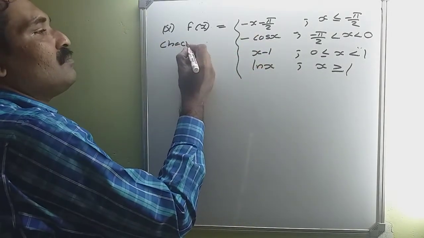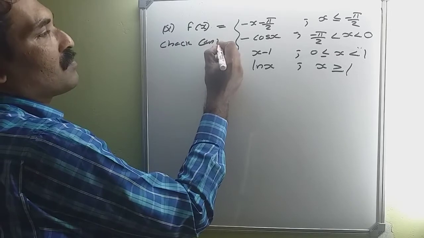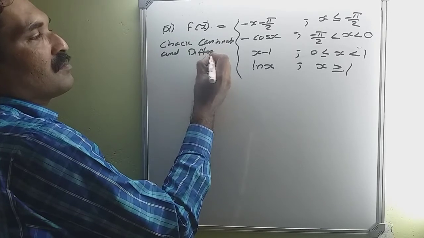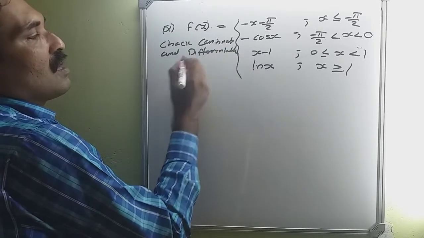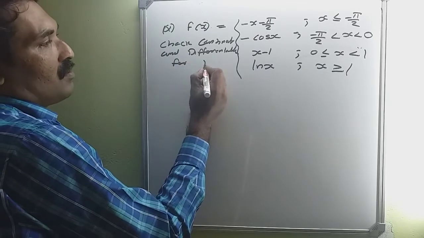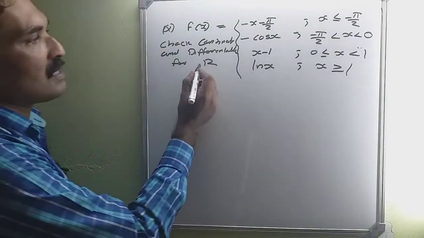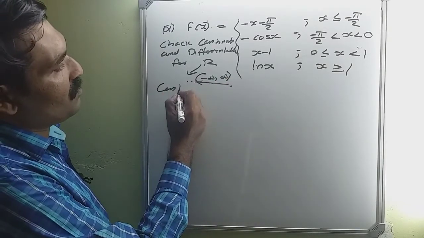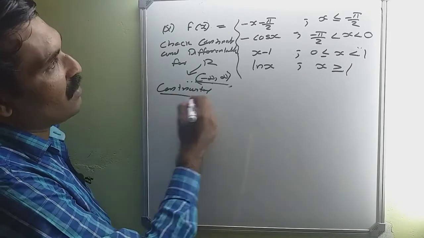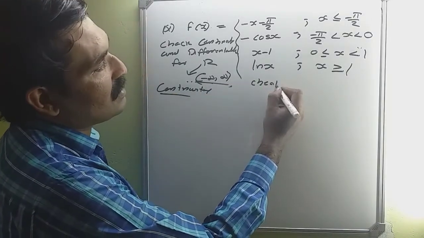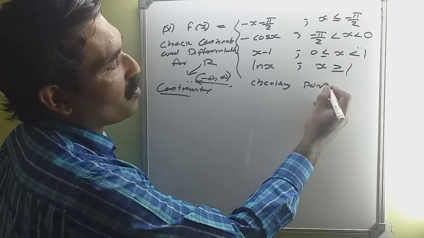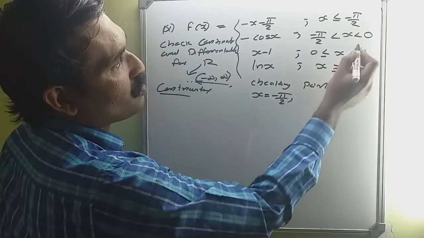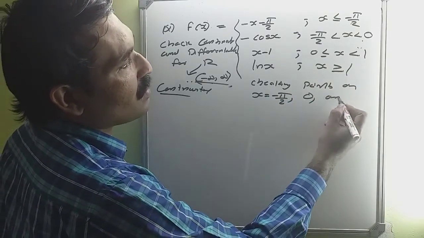Check continuity and differentiability for R. R is the set of real numbers from minus infinity to infinity. For continuity, our checking points are x is equal to minus pi by 2, 0 and 1.